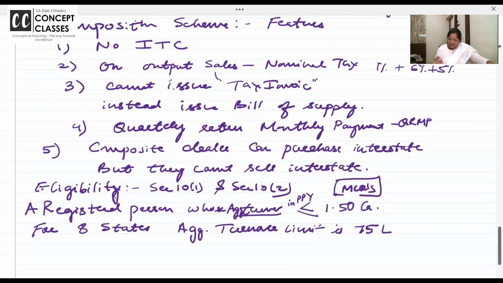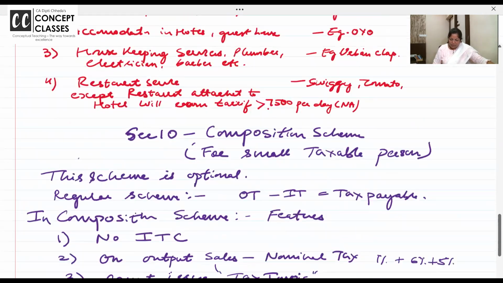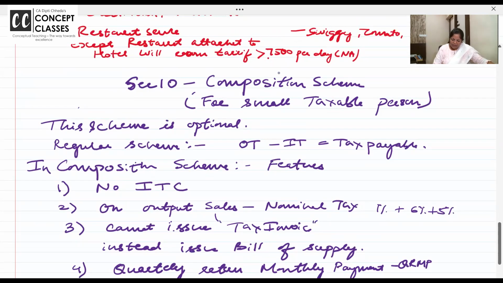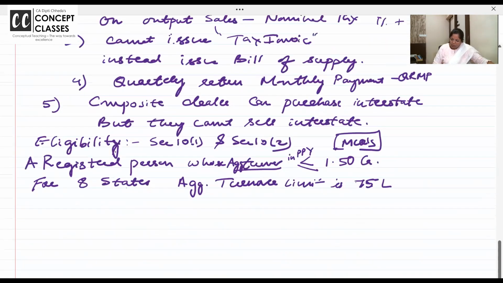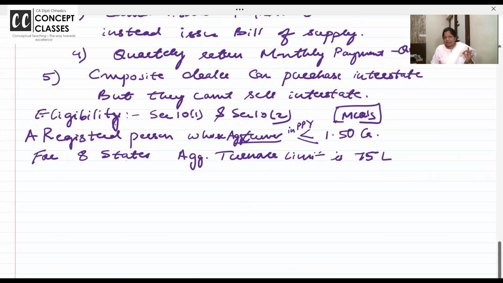Right. So everything about composition dealer until now, whatever you have written, is clear to all of you? Up to here. Now, what is the turnover limit for entering the composition scheme in the preceding previous year? My financial year is 23-24. So in 22-23, if my aggregate turnover is less than or up to 150 lakhs, I am a small manufacturer or trader, then I will go. In 8 states, the limit is 75 lakhs.